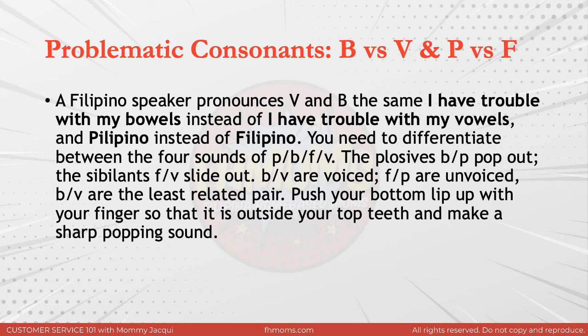You need to differentiate between the 4 sounds of P, B, F, and V. The plosives B and P pop out, and the sibilants F and V slide out. B and V are voiced, F and P are unvoiced, and B and V are the least related pair. Now you have to push your bottom lip with your finger so that it is outside your top teeth and make a sharp popping sound. Now don't worry, we'll get through each letter in a while.